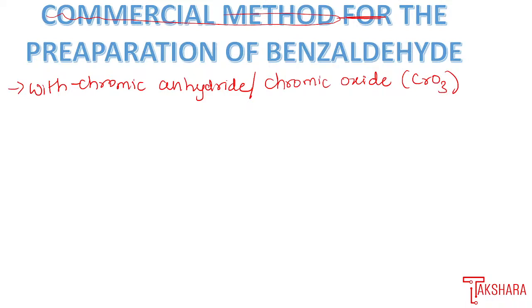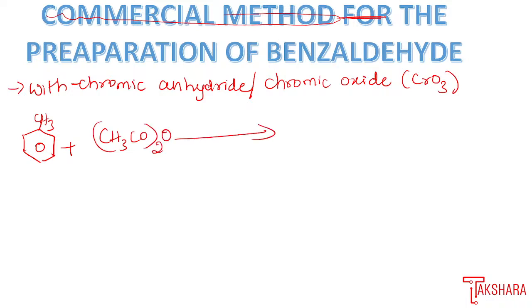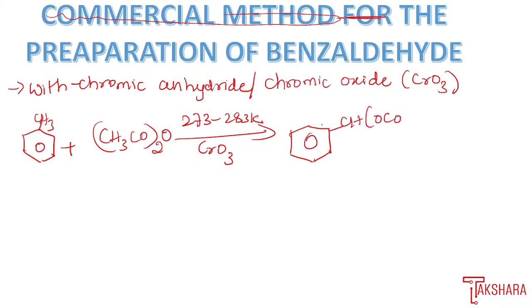So here what happens: when toluene is treated with chromic anhydride, that is (CH3CO)2O, in the presence of a temperature of 273 to 283 Kelvin and in the presence of CrO3, we will get the product. The product we get is CH(OCOCH3)2, twice CH3CO.